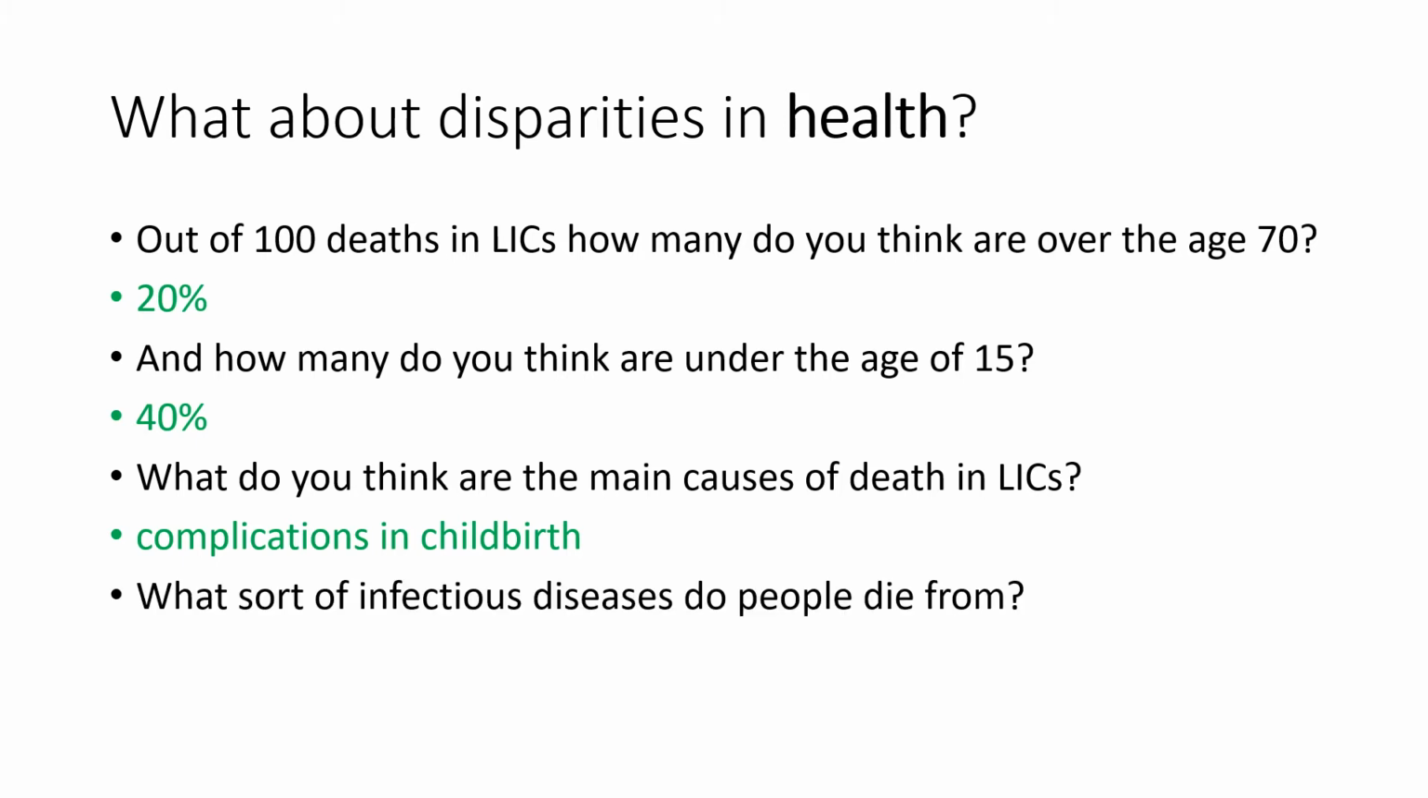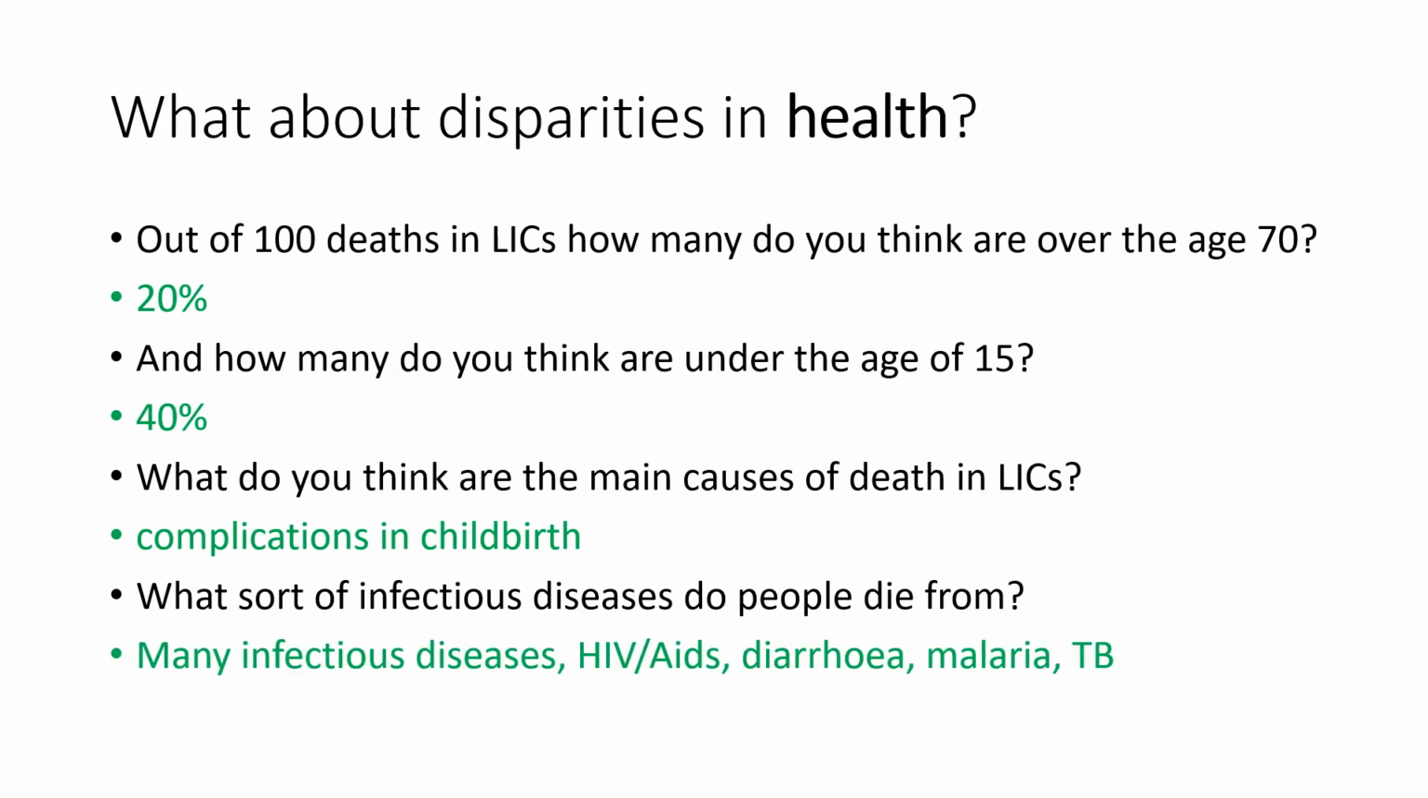And in terms of what sort of infectious diseases do people die from? Many infectious diseases. HIV and AIDS, diarrhea, malaria, tuberculosis. But the horrifying thing about this, folks, is that all of the infectious diseases that they're dying from, things like HIV, diarrhea, malaria and TB, they can be treated. We don't die from them because we can vaccinate against them or we can treat them. And that's what's so shocking about this.